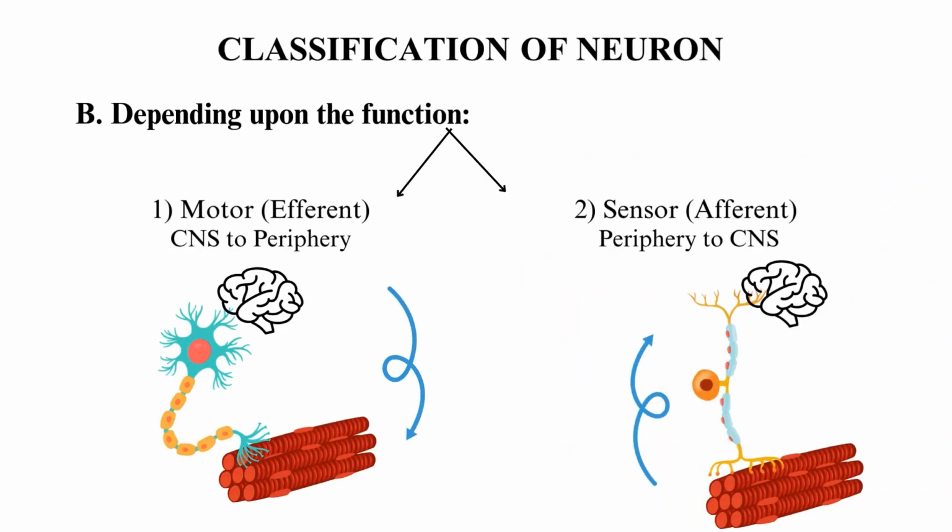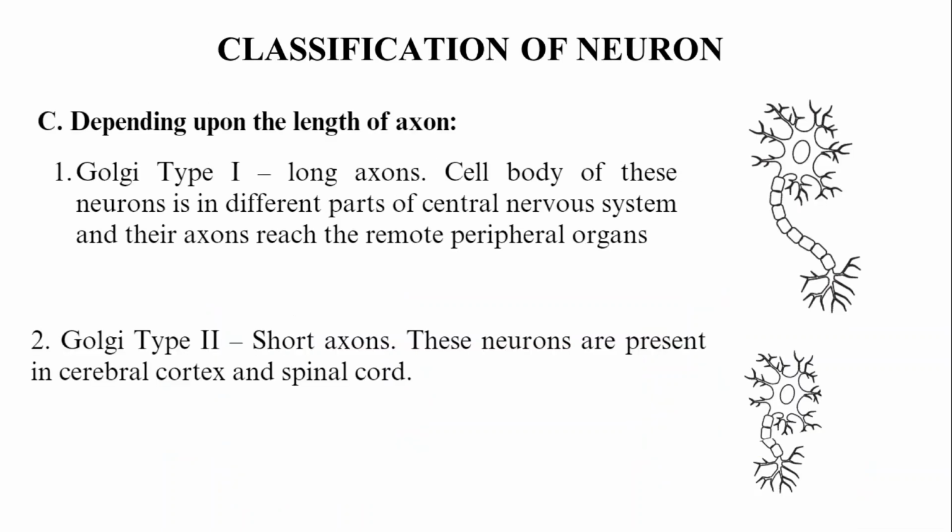Depending upon the function, the nerve cells or the neurons are classified into motor or efferent neurons, and sensory or afferent neurons. The motor neurons are those which carry motor impulses from the central nervous system to the peripheral organs, muscles, and glands, while the sensory or the afferent neurons are those neurons which carry sensory impulses from the periphery to the central nervous system.